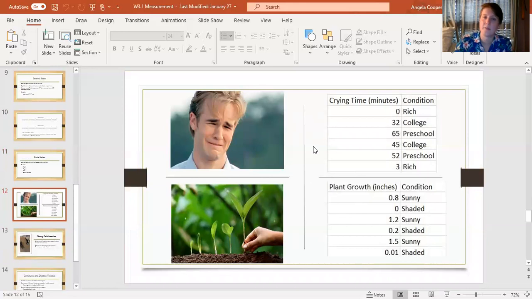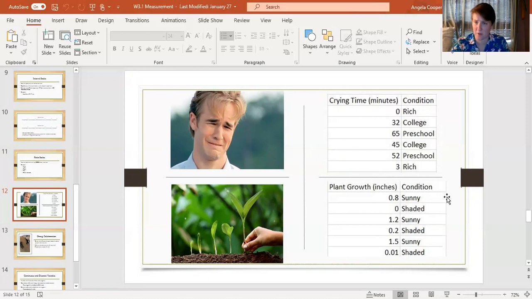Here are some more examples. Crying time in minutes by people who are rich, by people who are in college, or kids in preschool. If you have 0 time spent crying in minutes, so you've spent 0 minutes crying, this rich person did not cry at all. So that true 0 means the absence of crying.